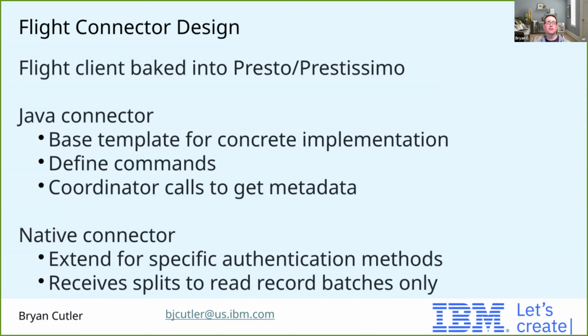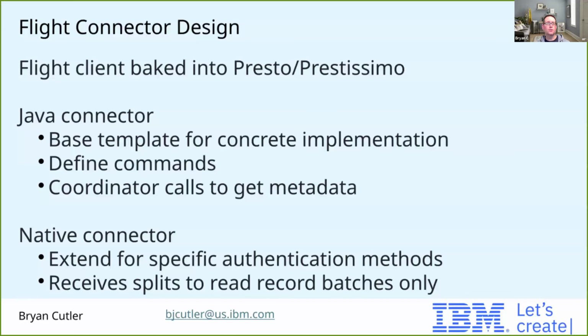Now, the Java connector is really a base template, like I mentioned, for you to build your concrete implementation. To do that, you need to define some commands and implement some abstract methods, and a lot of that is to allow the Presto coordinator to do metadata discovery with the flight service and make certain calls to get schemas and table names.